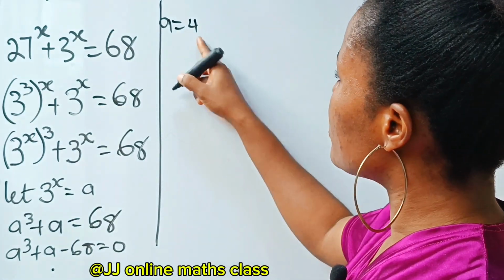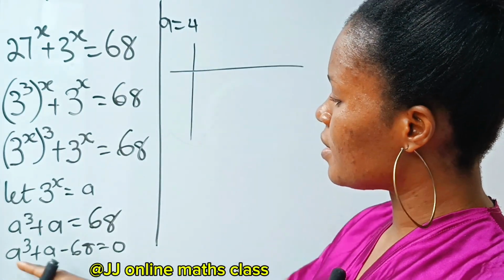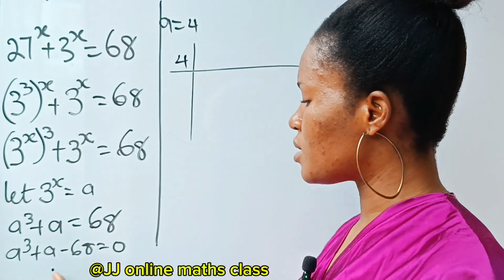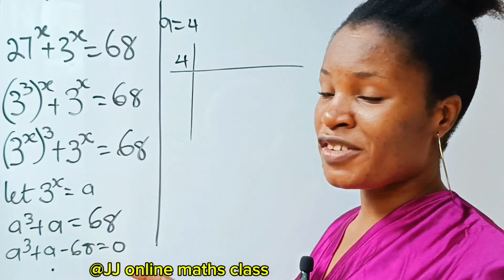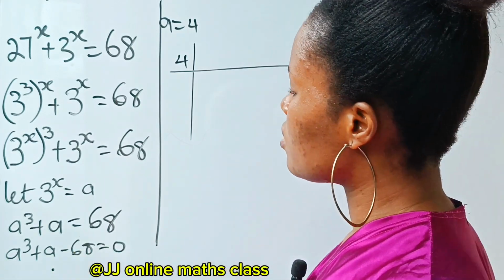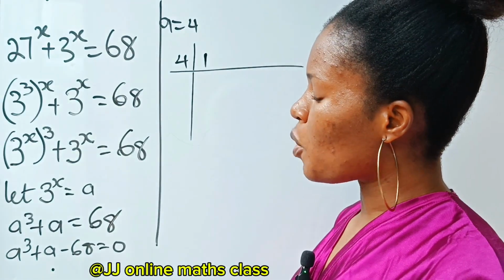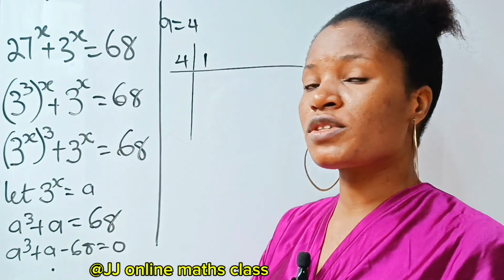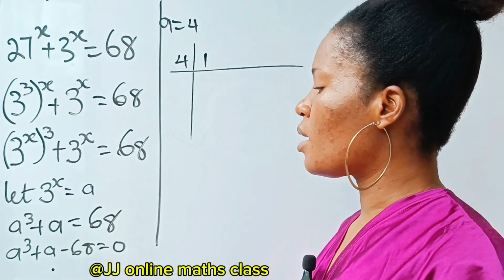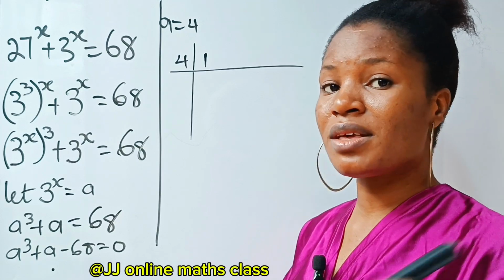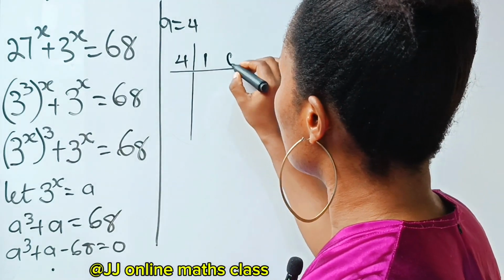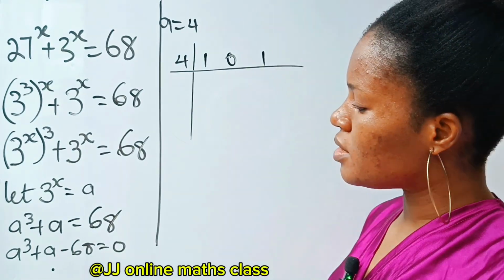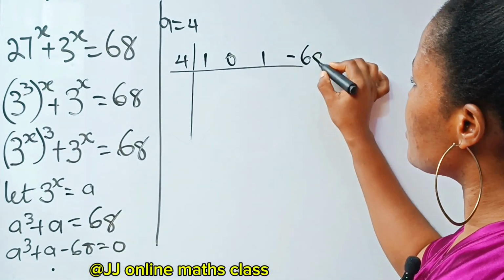So we are going to use this 4 to synthetically divide this. Now we are going to bring out the coefficients of each term of this polynomial. So we have 1a to the power of 3, so 1. Now we're supposed to have a squared before we have a. That means the coefficient of that one is 0, because when 0 multiplies anything you get 0. So since it's not here, it means the coefficient is 0. So we are going to leave 0 here. Then the coefficient of a is 1 as well, and our constant is minus 68.